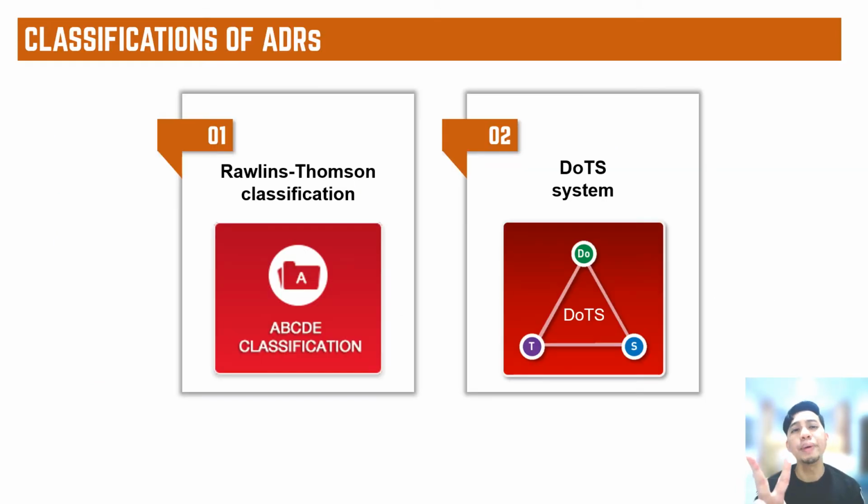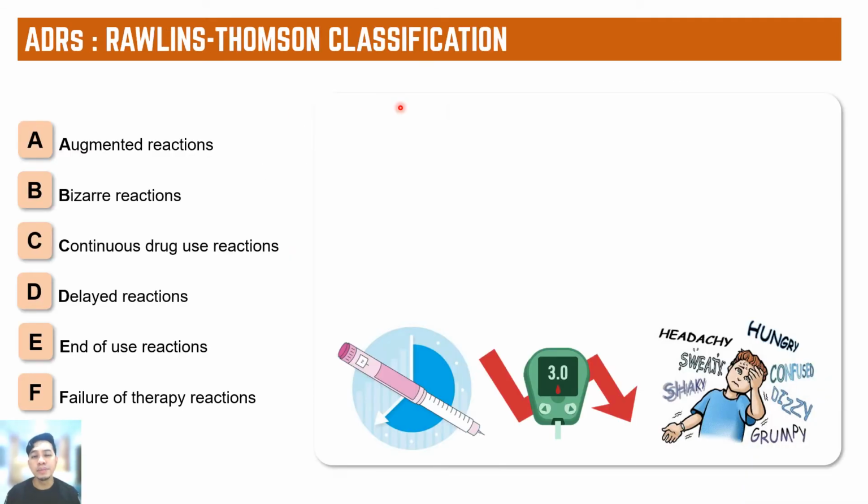So there are two methods to classify adverse drug reactions. There are the Rawlins-Thompson classification as well as the DoTS system. The Rawlins-Thompson classification is divided into 6 types as shown here. A for augmented, B for bizarre, C for chronic, D for delayed, E for end of use reaction, and F for failure of therapy reactions.